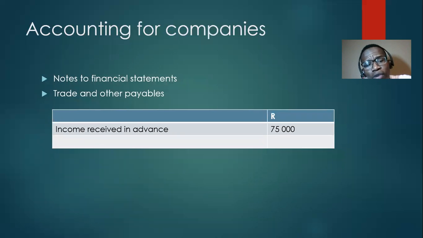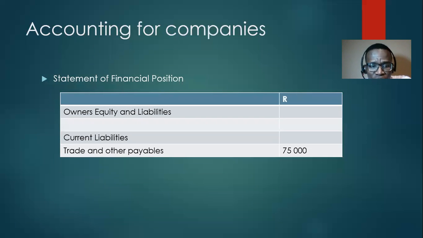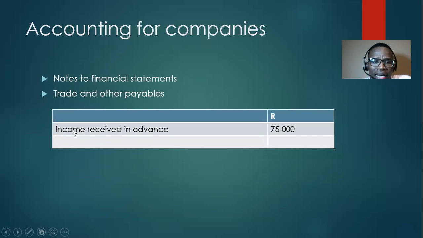Then when it comes to notes to financial statements, a note is all about providing more information to users to see what happened. Because when a user is only looking at trade and other payables, they are not sure what this 75,000 comprises of. That's why they say note, because under trade and other payables, there are certain things that form part of it. If this was the only transaction, we expect to see income in advance of 75,000, right?